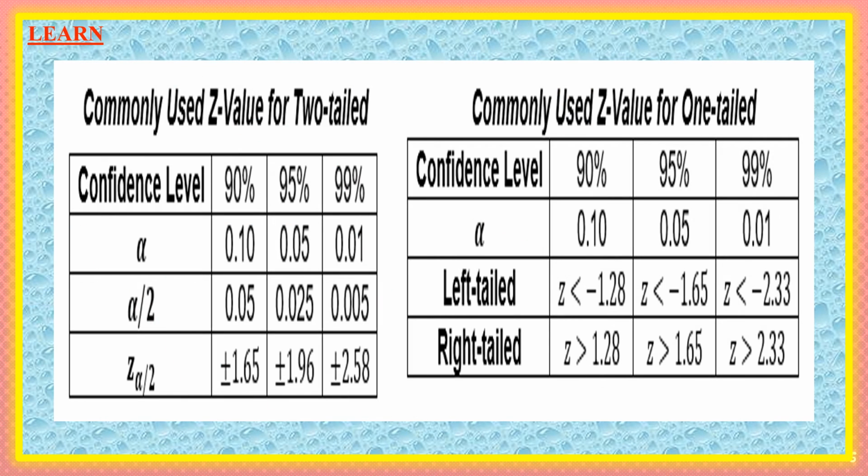You have commonly used z-value for two-tailed. You have the confidence level, which is 90%. Your alpha is 0.10. Your alpha over 2 is 0.05. So our z sub alpha over 2 is positive negative 1.65.